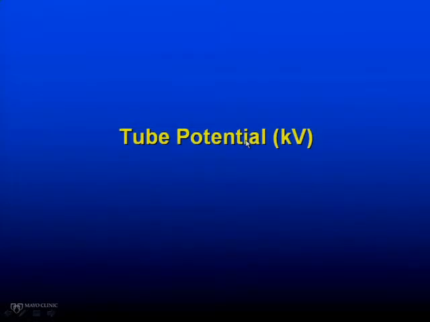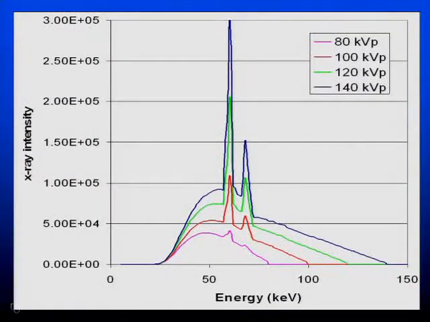Another important acquisition parameter is the tube potential. Here shows examples of spectra of 4 tube potentials on one of the 120 kV slices. At the lower kV, the 80 kV, for the same mAs, it has a much lower radiation output.